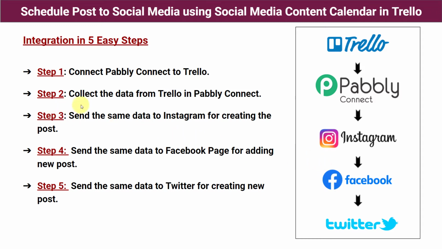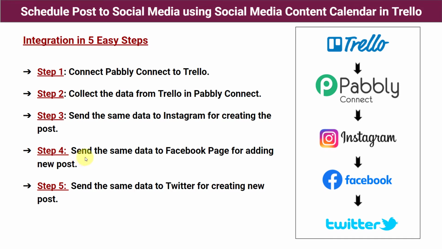In step number 2, it is written collect the data from Trello in Pabbly Connect. So all of the data which we have added in our Trello account will be transferred into Pabbly Connect as soon as we integrate Trello with Pabbly Connect. Step number 3 says send the same data to Instagram for creating the post. So after the data has been transferred into Pabbly Connect, we will integrate Instagram with Pabbly, and according to the data which has been transferred into Pabbly Connect, the post will be uploaded into Instagram.